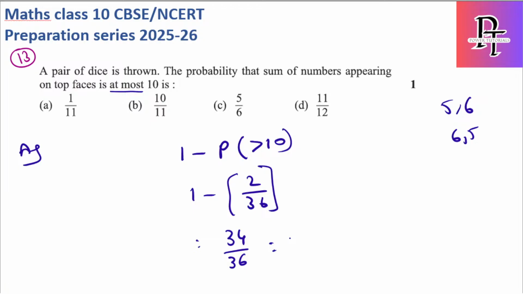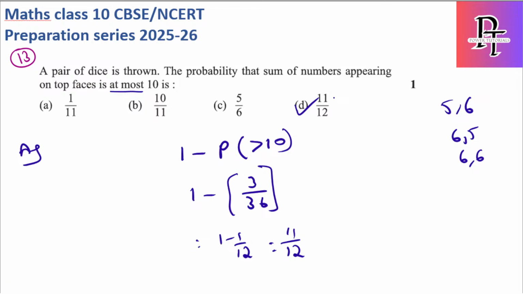I think I am missing one more. You have 6, 6 also here. So the three cases are not the probability. So 1 minus 3 by 36, which is nothing but 1 minus 1 by 12, which is 11 by 12. Hence D is the right answer.